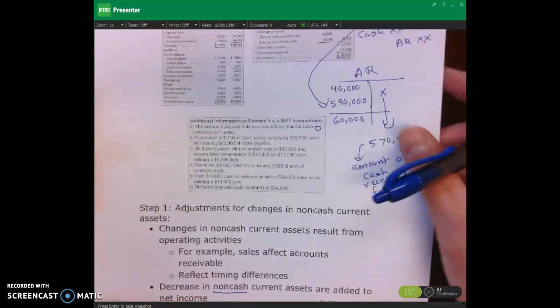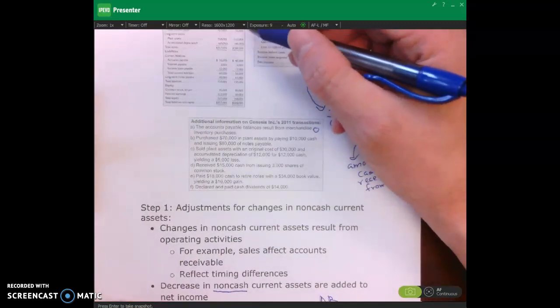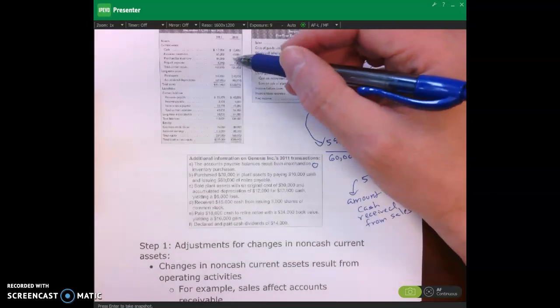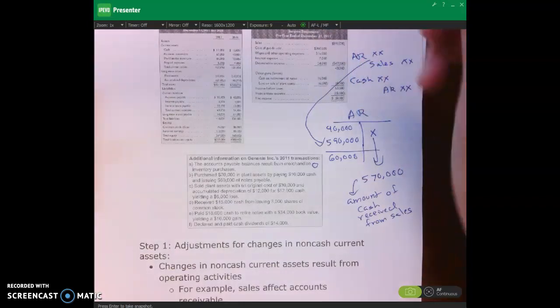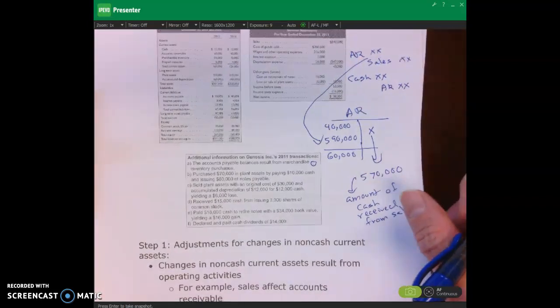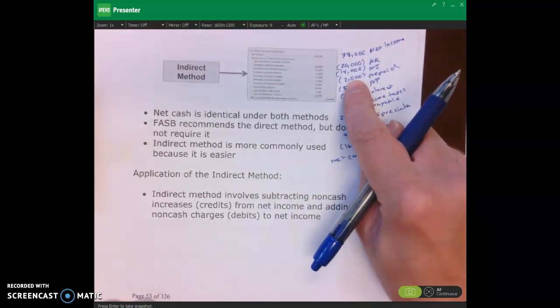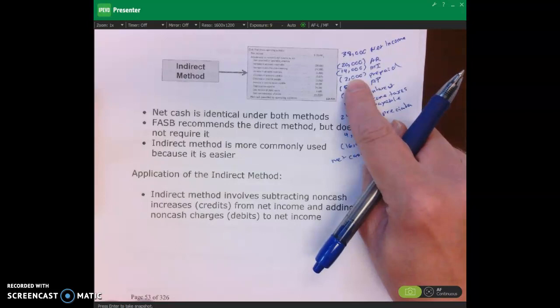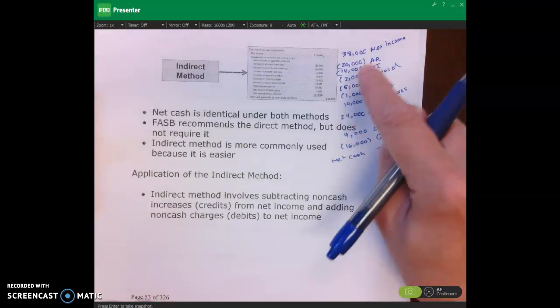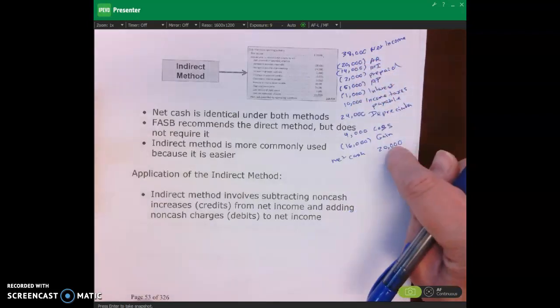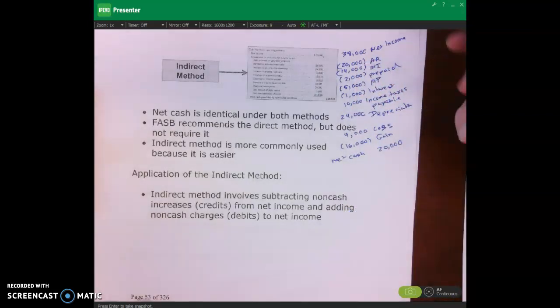Then we look at prepaid expenses. It was $4,000 beginning, $6,000 ending. It increased by $2,000. An increase in a non-cash current asset is subtracted. So that's where we get this $2,000 subtraction. Remember, in the indirect method we take our net income plus or minus all these adjustments to get down to our net cash provided. So we've talked about step one of the indirect method, which is our non-cash current assets.